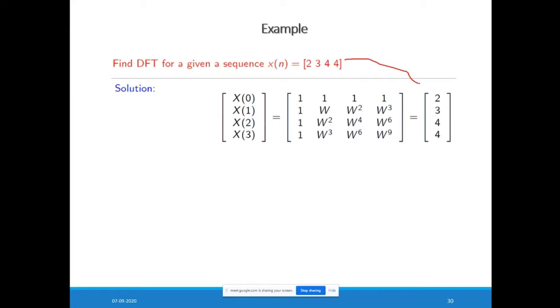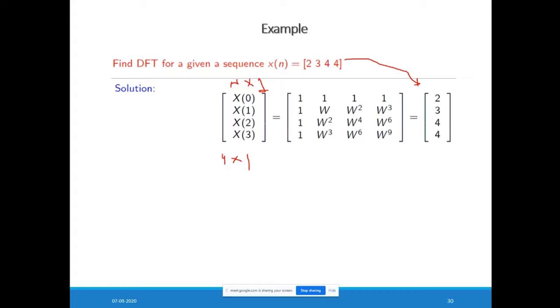Here this is a given sequence. We represent this sequence in the n cross 1 form. Similarly, we write the DFT again in the n cross 1 form. Here n is equal to 4, so we represent this in the 4 cross 1 form.